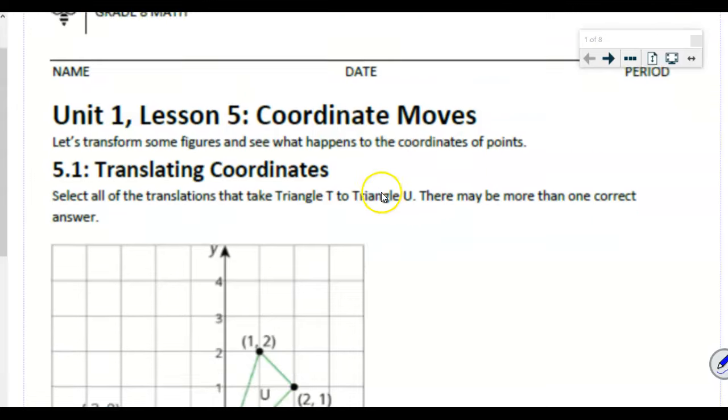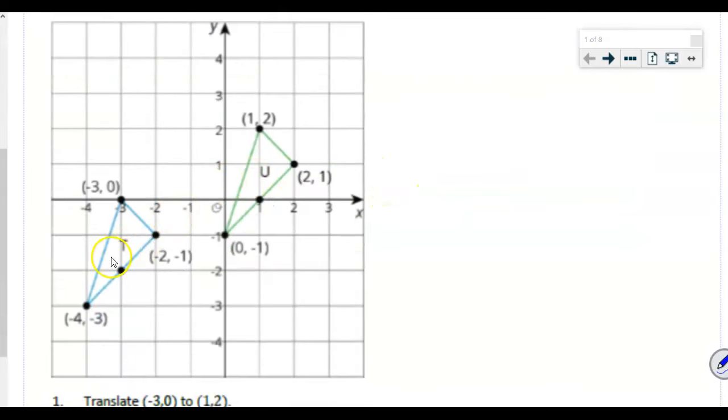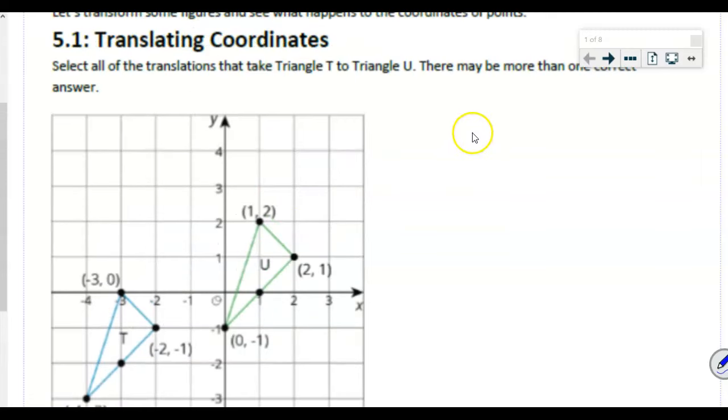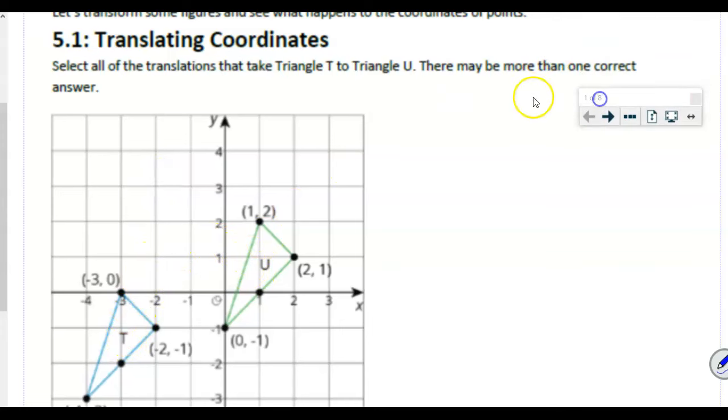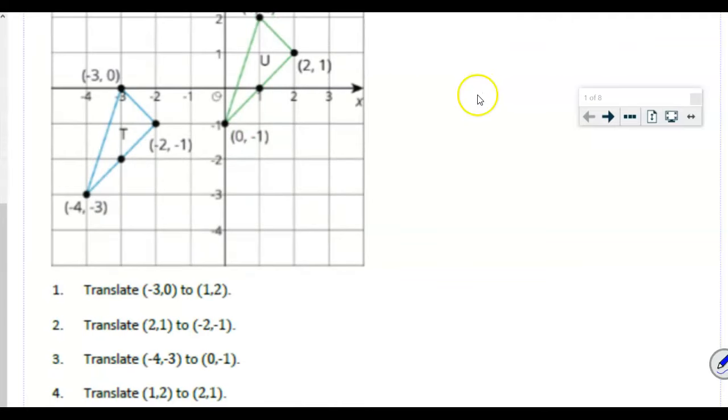We're going to get started here. It says translating coordinates, and what you're going to do is look at image T and image U. We need to select all of the translations listed that take triangle T to triangle U. It does give us a hint that there may be more than one correct answer. Here are your options. Which of those four options will take triangle T to triangle U?